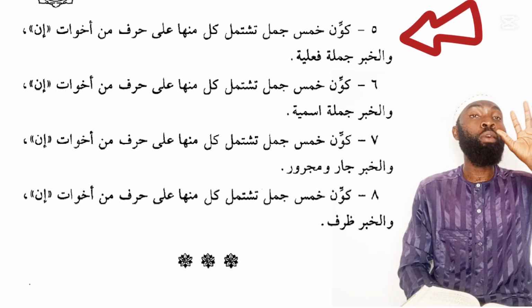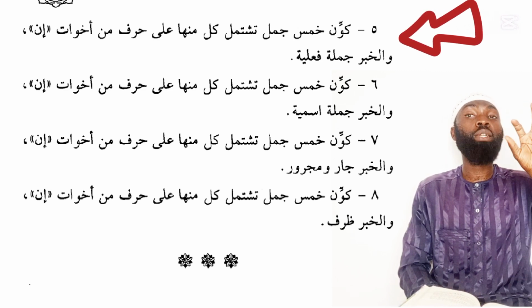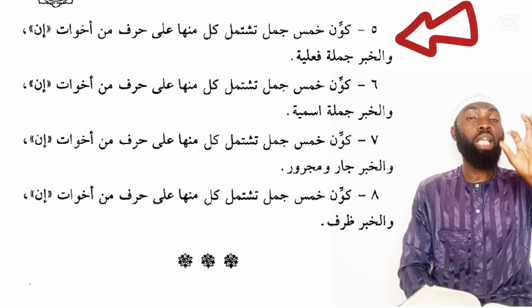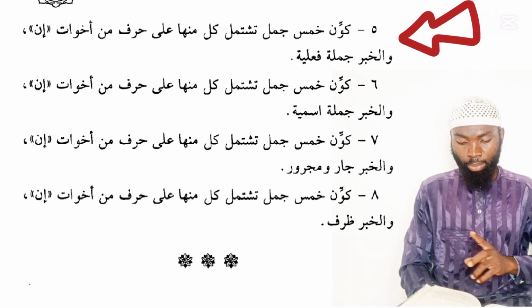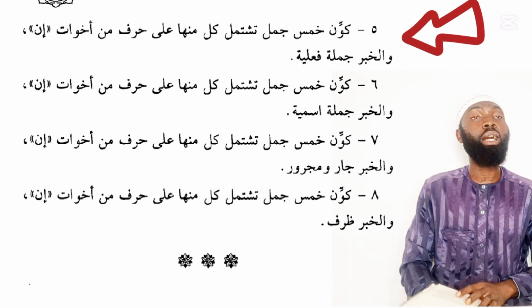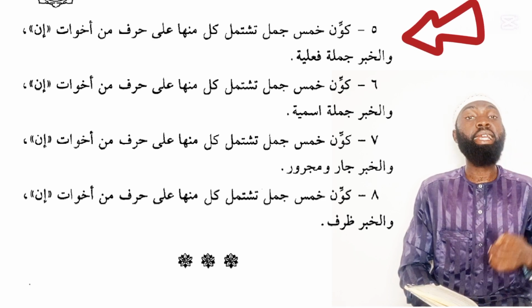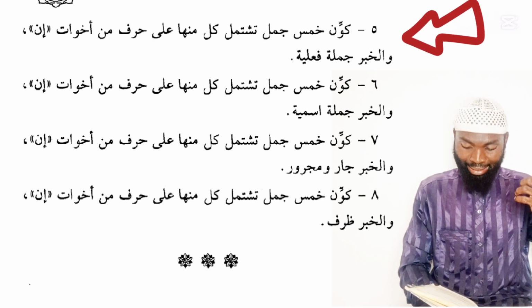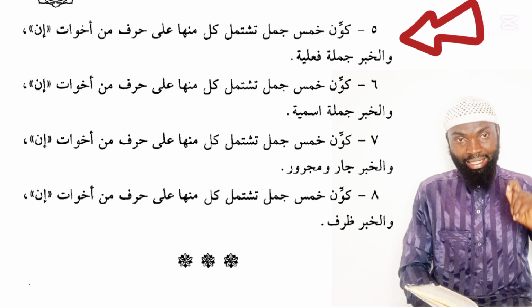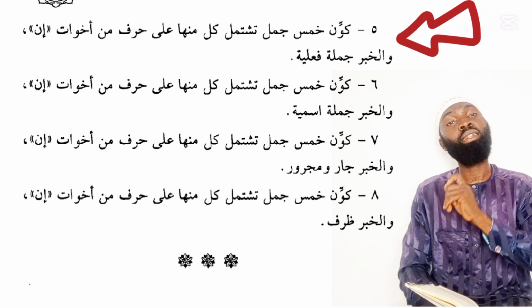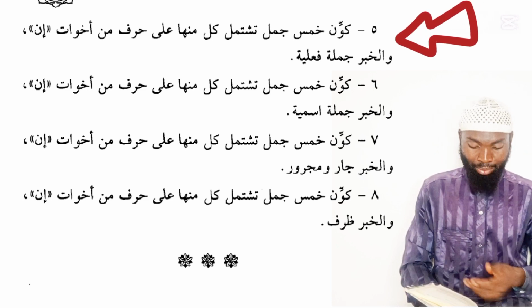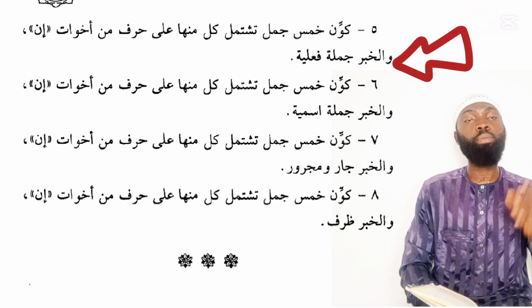Good. Number 5, he says Kawin khamsa jumalin tashtamilu kullun minha ala harfin min akhawatihinna. You have now to form 5 sentences. Each of them should contain one of the particles among the sisters of inna. Wal khabaru jumlatun fa'liyya, but the khabar should be a verbal sentence. I can simply say Inna Abbasan yadhhabu ila al-madrasati. Indeed Abbas is going to the school. Solve the remaining.